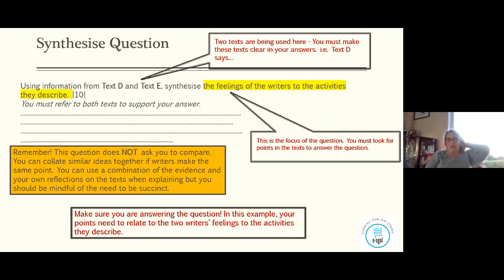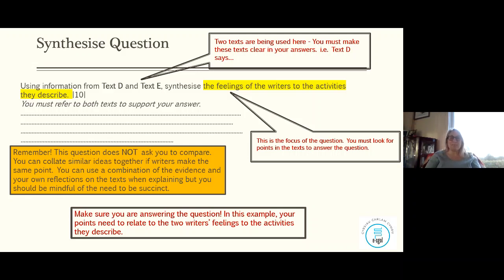Okay, and I've just re-emphasised there, the question does not ask you to compare. So you collate similar ideas together if writers make the same point, but you can use a combination of the evidence and your own thoughts on the text when explaining. Okay, so if you believe that the writers feel in a certain way, that's your personal feeling towards that text, but you need to make sure that you're succinct, so you're limited to time, and it is 10 points that they're looking for, so you need to make sure that your points are direct.